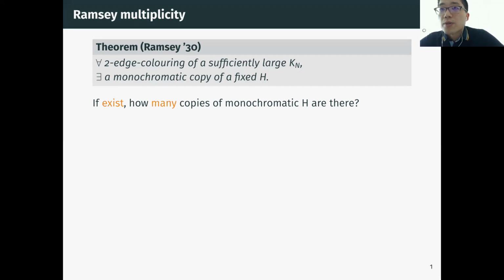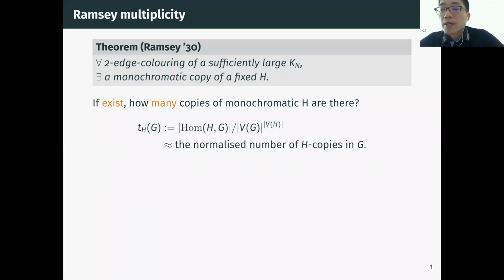Okay, then the next natural question would be, if it exists, then how many? This question can be formalized by the following terminology. So t_H(G) is the normalized number of H copies in G. Here I use this normalized homomorphism density, but it's essentially the same because we can easily argue that both colors are dense, which guarantees that the homomorphism counts are the same as the injective counts and so on. But let me just stick to this t_H(G) for this talk.